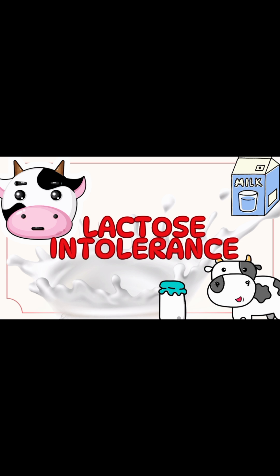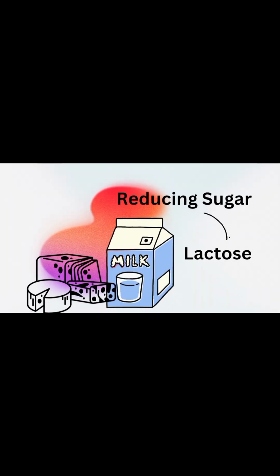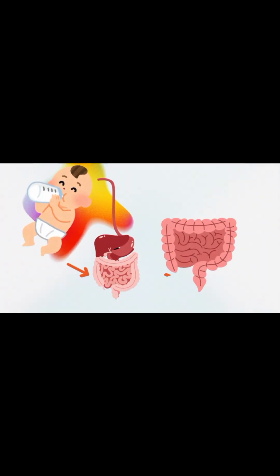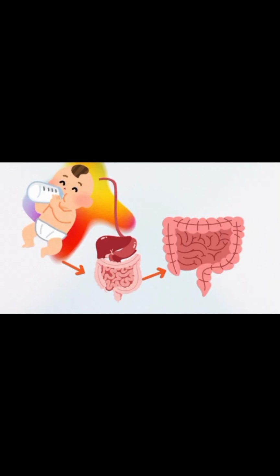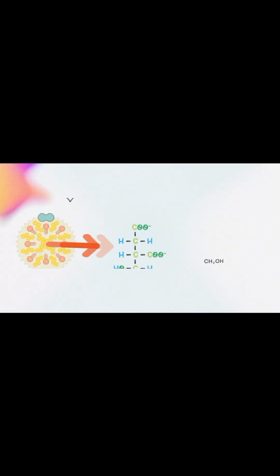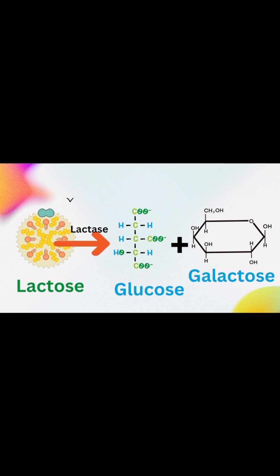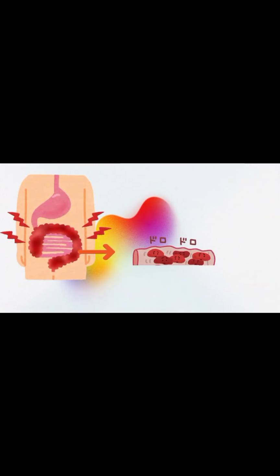So the first question is, what is lactose intolerance and how does a person become lactose intolerant? Before coming to lactose intolerance, you need to know what lactose is. Lactose is a reducing sugar found in milk and milk products. Generally, when you consume any milk product, this lactose reaches your small intestine. And in your small intestine, there's an enzyme present called lactase, which is used to break down this lactose into glucose and galactose.